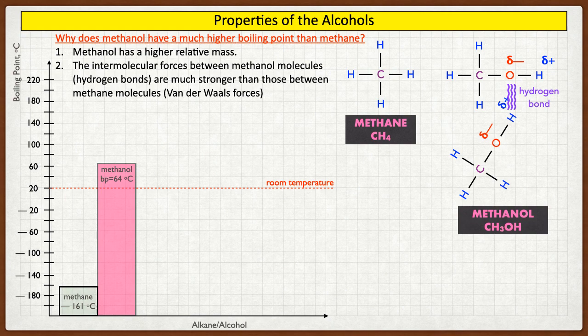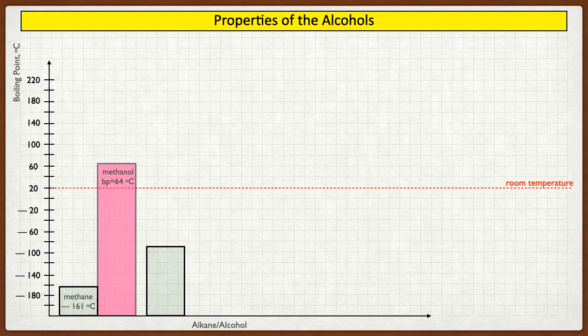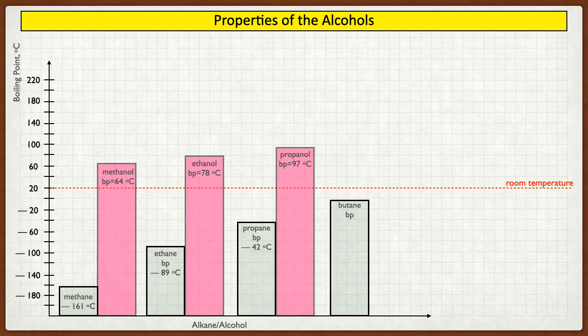They're all non-polar molecules. So we'll get a similar scenario occurring when we take ethane. Ethane boils or turns into a gas at minus 89 degrees Celsius, so it's a gas at room temperature. Ethanol turns vaporous at 78 degrees Celsius. Propane turns into a gas at minus 42 degrees Celsius. Its corresponding alcohol, if you like, propanol, evaporates at 97 degrees Celsius. Butane will evaporate at minus 1 degree Celsius, and butanol will evaporate at 117 degrees Celsius.